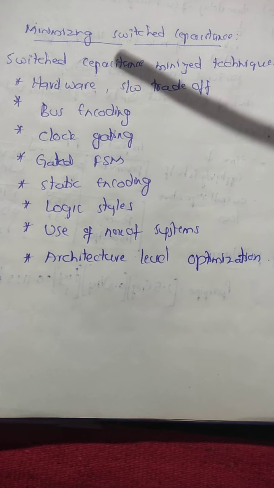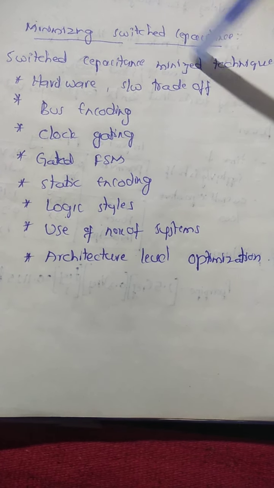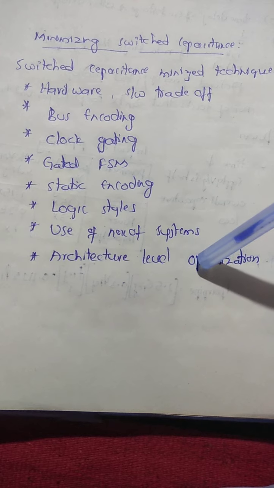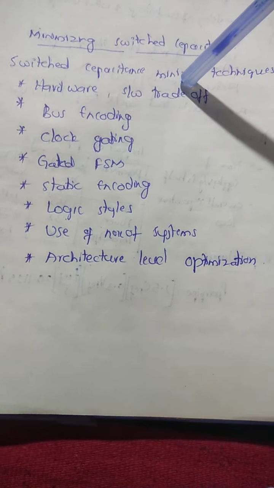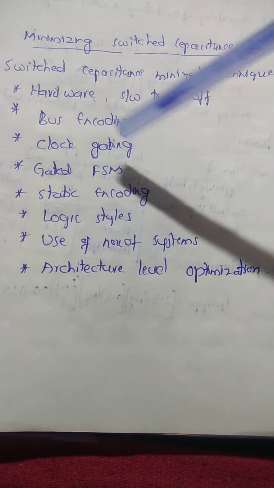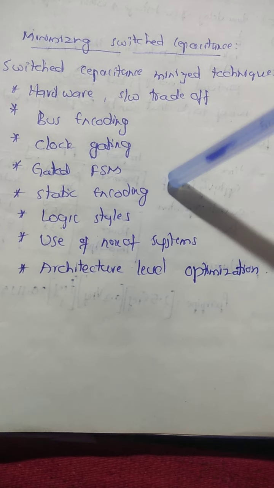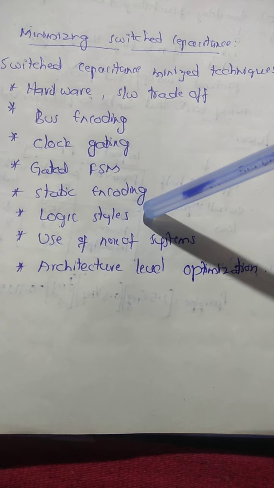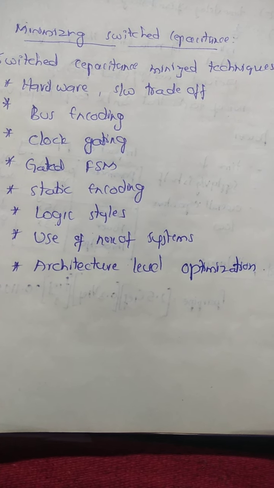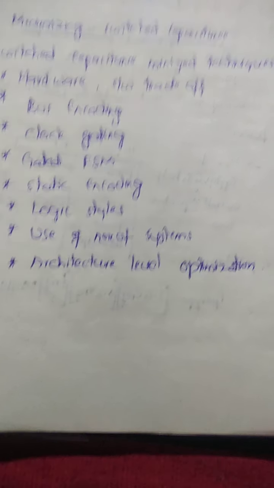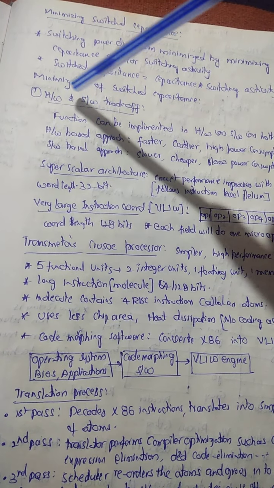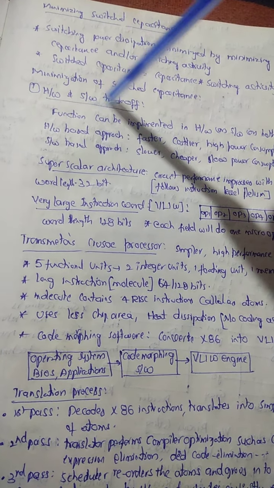Under switched capacitance minimization, we have the following techniques: hardware software trade-off, bus encoding, clock gating, gated FSM, static encoding, logic styles, use of number of systems, and architecture level optimizations. Here we will see the first one, that is hardware and software trade-off.